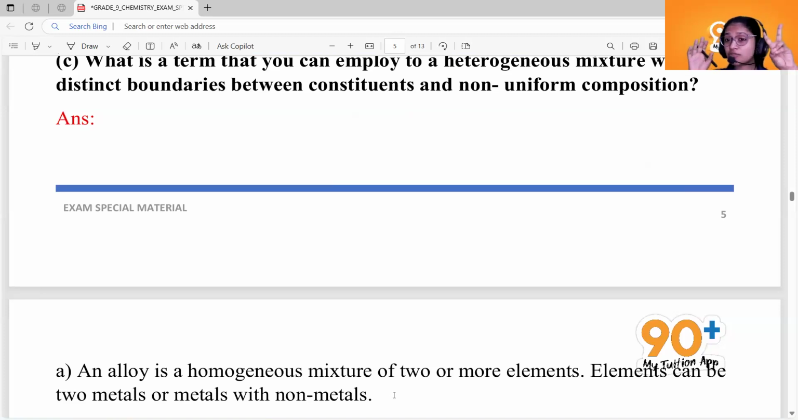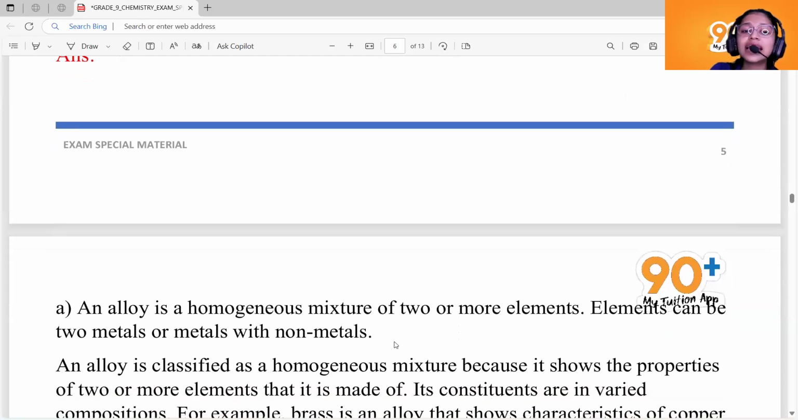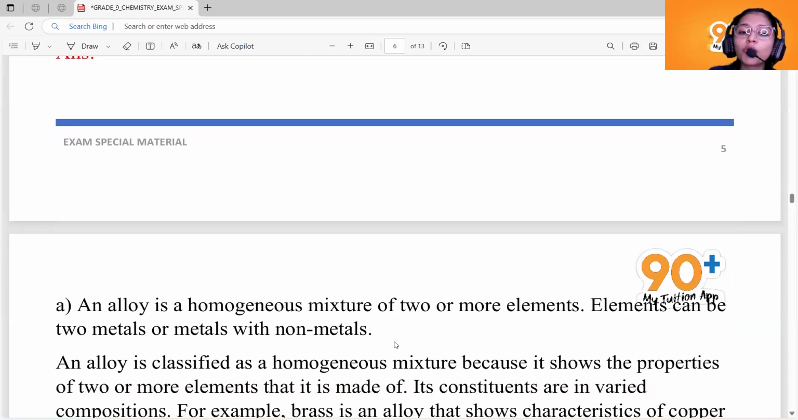We studied that an alloy is formed by the combination of either two metals or a metal and a non-metal. So an alloy is a homogeneous mixture. Now, why is it a homogeneous mixture? It is because it shows the properties of two or more elements that it is made of. We studied that for the formation of compounds, elements must combine chemically. In alloys, there is no chemical combination taking place.